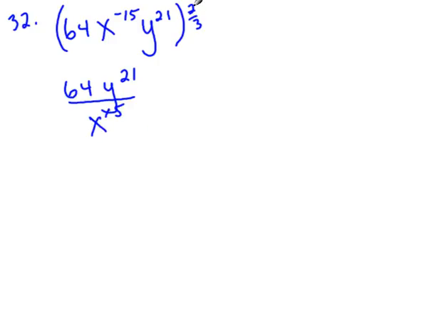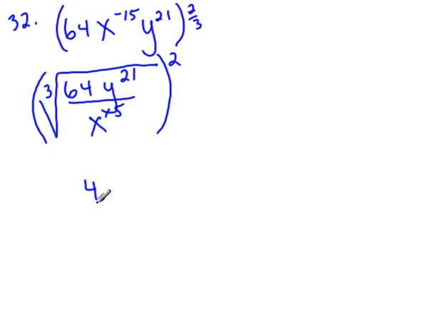Okay, and now I'm going to remember that for a rational exponent, the denominator is the index and the numerator is the power. So what I'm really doing here is taking the cubic root of all of that raised to the second power. Well, the cubic root of 64 is 4. The cubic root of y to the 21, remember the rule is as long as this is a multiple of this, then it has a cubic root. And I divide. 21 divided by 3 is 7, so it's y to the 7th power over x to the 15th. It's a little hard to read there, but 15 divided by 3 is 5, so it's over x to the 5th.